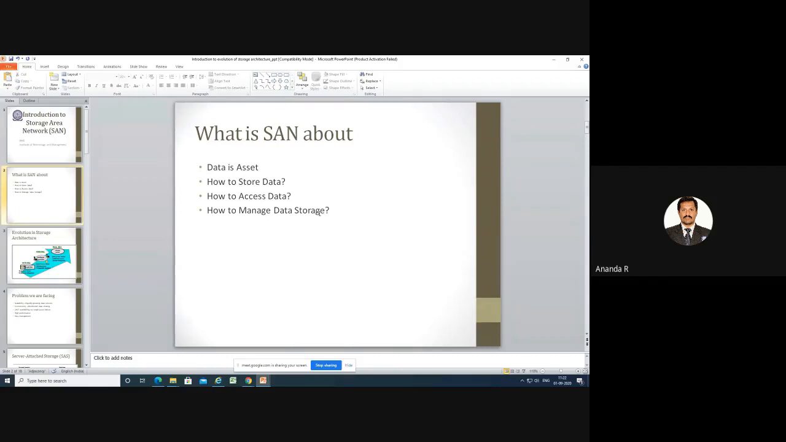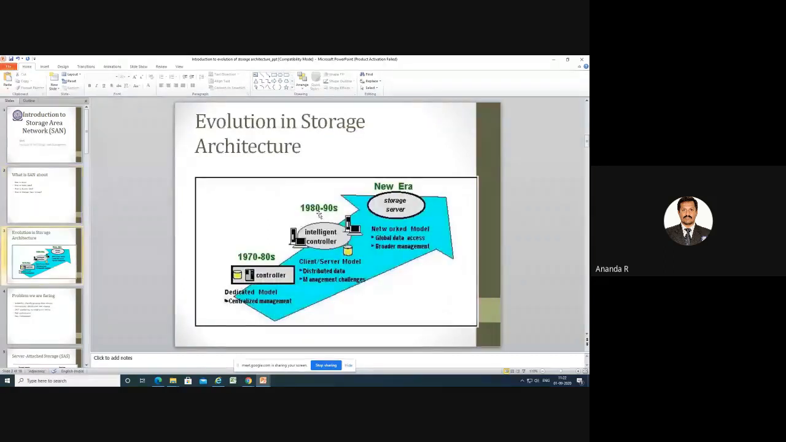Next, the evolution in storage architecture. Let us understand what storage architecture is and how it evolved. From olden days, we have been using computers in the 1970s and 80s with a dedicated model, where centralized management and control were there, using a particular kind of storage device.